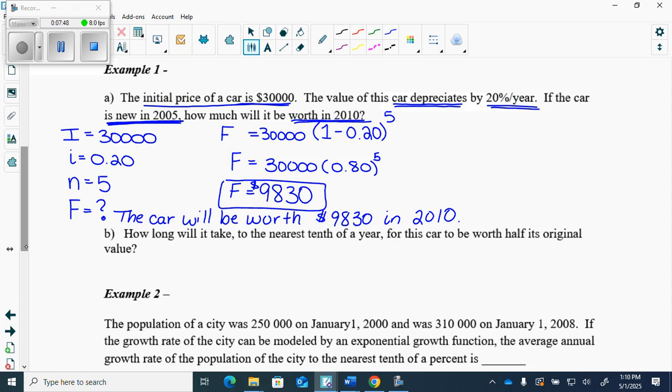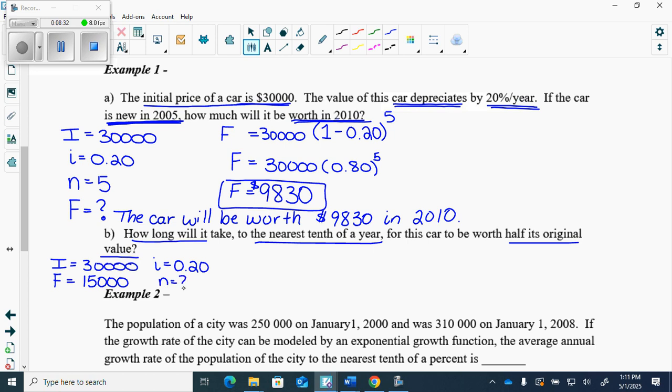It's not crazy hard. So here it says, how long will it take to the nearest tenth of a year? Weird. They want us to find N. It's as if we didn't see this coming. For the car to be worth, that's the point, half its original value. So now what do we know? The initial is what? Nope. What's the initial? 30,000. What's the final worth? 15,000, half of it. Did my interest rate change? It's N that I'm looking for, correct?